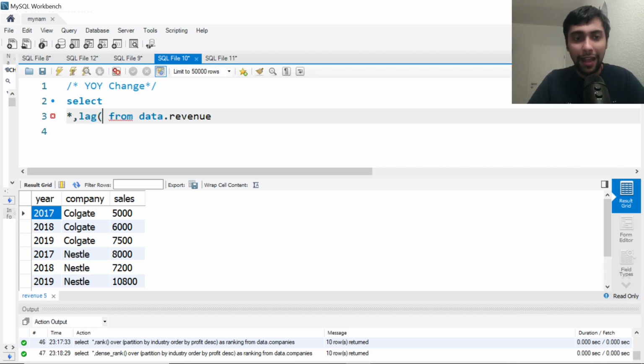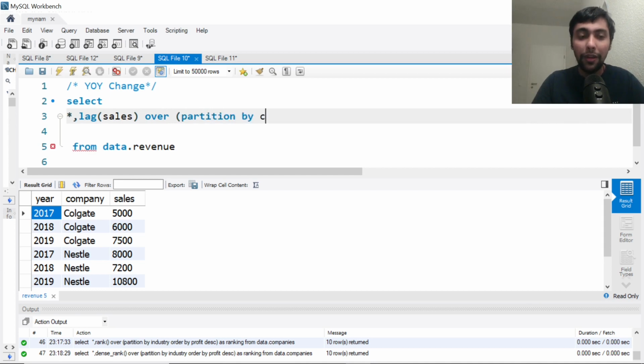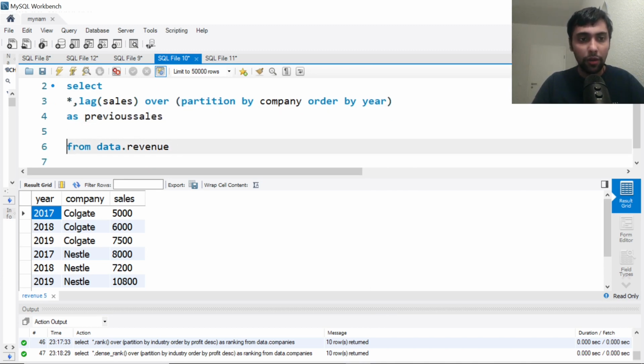And then I can do lag. Lag is used to get the previous row value. So I can say lag of sales over. And here again, we need to partition by company, because we want to find the previous sales value in the previous year for that particular company. And then you can say order by year. And then I can give it an alias name like previous sales. So this is how this will work.